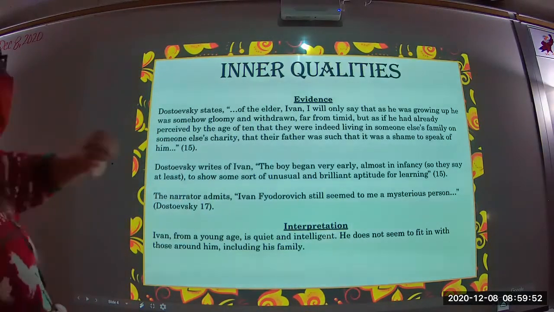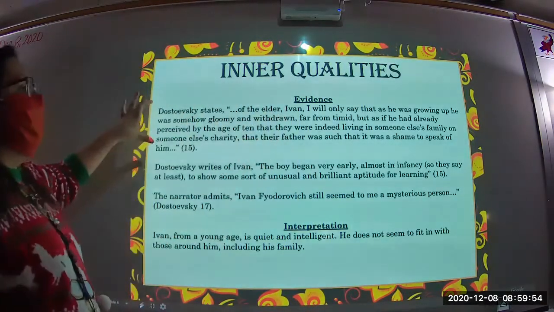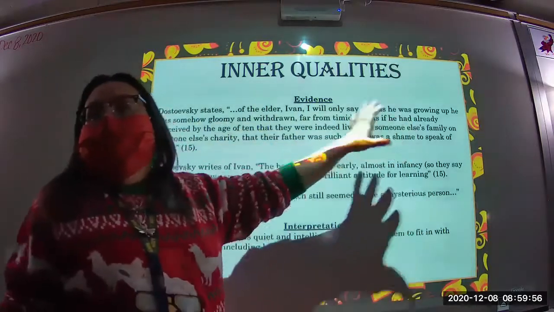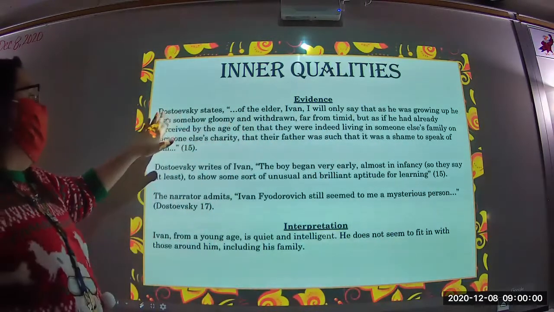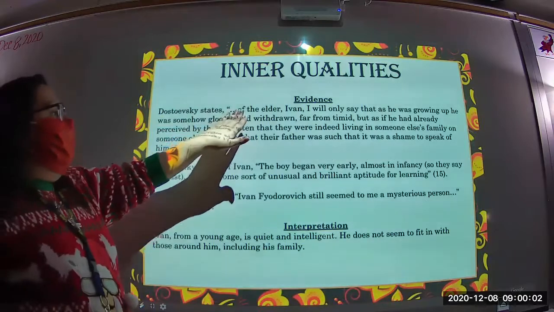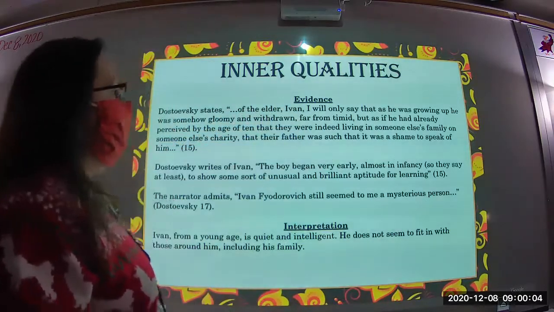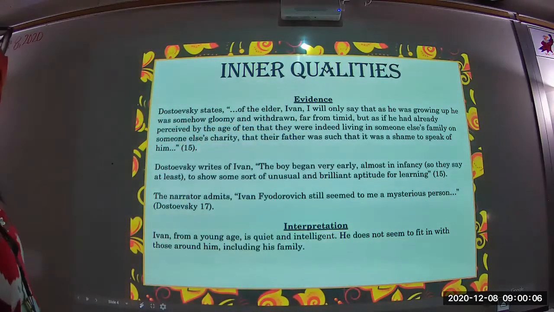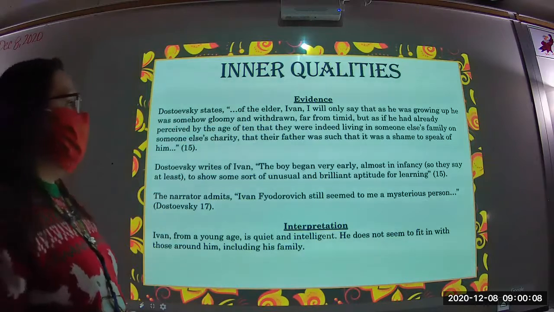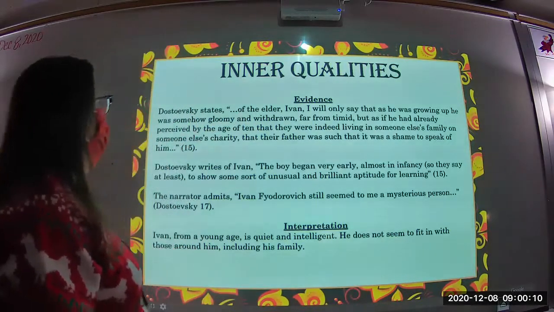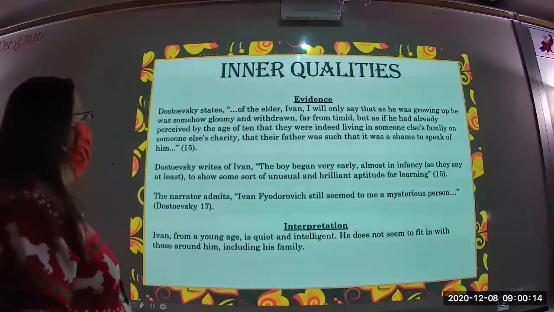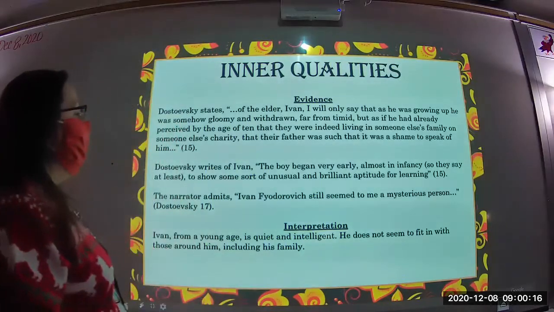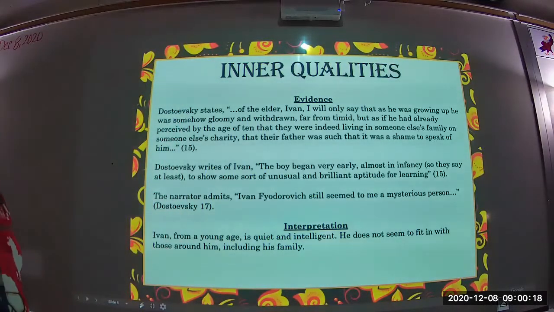I say evidence because this is going to be my quotes. So notice how I introduce them. Dostoevsky states, "Of the elder Ivan, I will only say that as he was growing up, he was somehow gloomy and withdrawn, far from timid, but as if he had already perceived by the age of 10 that they were indeed living in someone else's family, on someone else's charity, that their father was such that he was ashamed to speak of him."